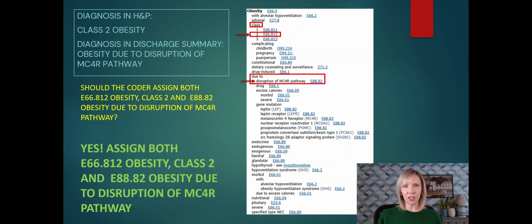In this example, the H&P states class 2 obesity, and the documentation in the discharge summary states obesity due to disruption of MC4R pathway. Should the coder assign both obesity class 2 and the code for the obesity due to the disruption of the MC4R pathway? The answer is yes. Both codes should be assigned when both conditions are documented. It's necessary because individuals with obesity due to disruption of MC4R pathway may fall under class 1, class 2, or class 3 obesity. So both codes are required to fully describe the patient's condition.